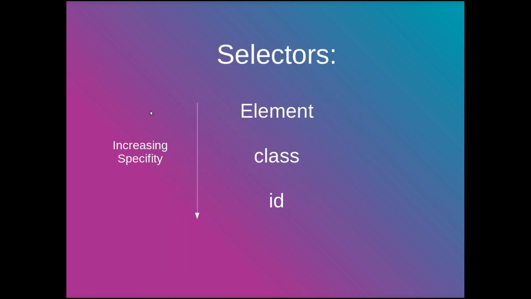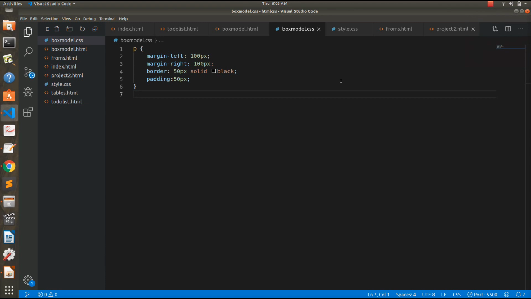So the order of increasing specificity is like this. First, the element. Obviously the element is more specific to itself than any other element. Then class. If I apply a class to the element, then the change applied to the class is more specific to that element. And id. id is more specific than class. So let's see in the code.